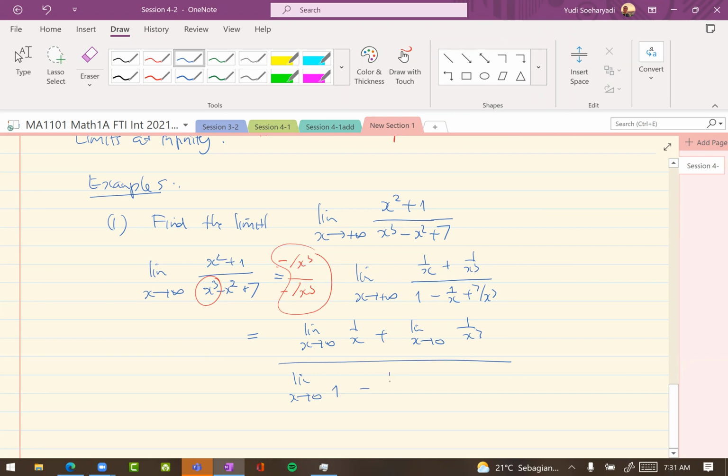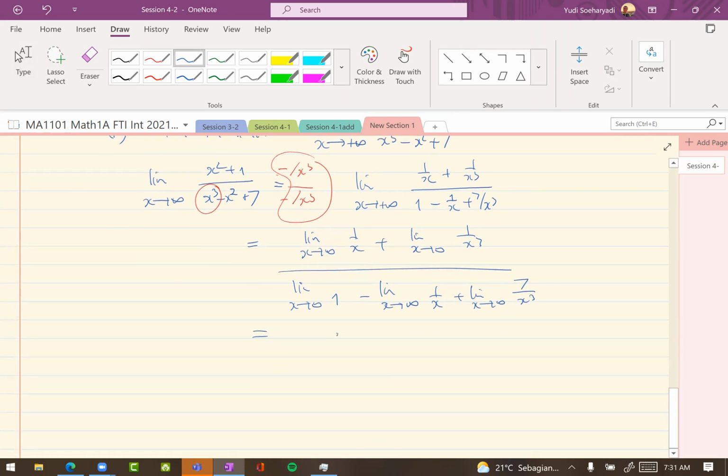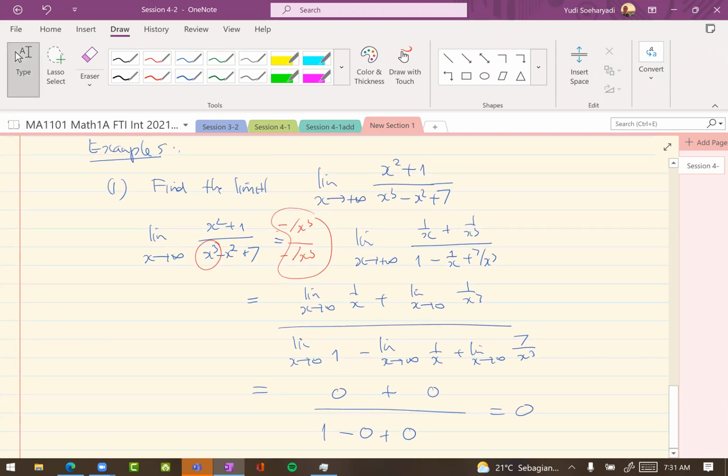This is 1. So this is the limit as x goes to infinity, plus the limit of 7 over x cubed. All right. And each of these has a limit, which is 0, that's 0, 1, this is 0, and that is 0 also. So in the end, you have the limit. Okay. So what it means is that far away to the right, it looks like 0. Okay. What does it mean? The limit is 0.